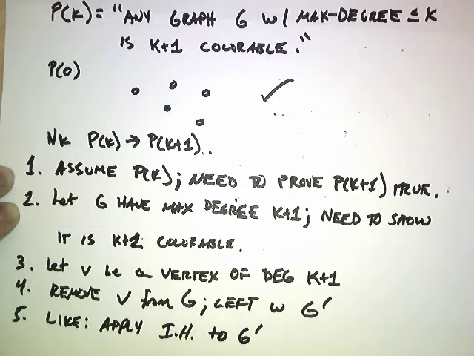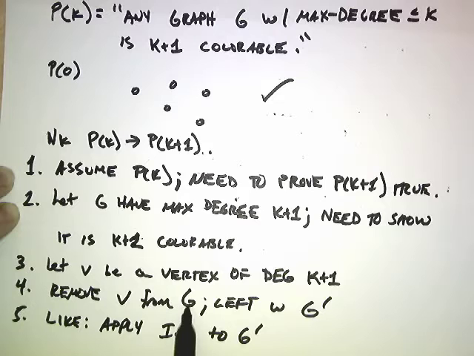Its maximum degree has gone down because I've removed v from it, and so now I can apply the inductive hypothesis to g prime. The problem is that even though you've removed v from g, there could be many vertices that have degree k plus 1. So just because you've removed one vertex from g doesn't mean that you've decreased the degree, the maximum degree in g prime.